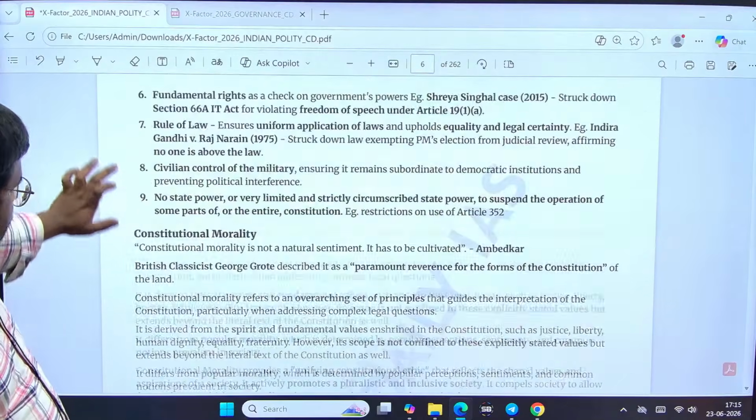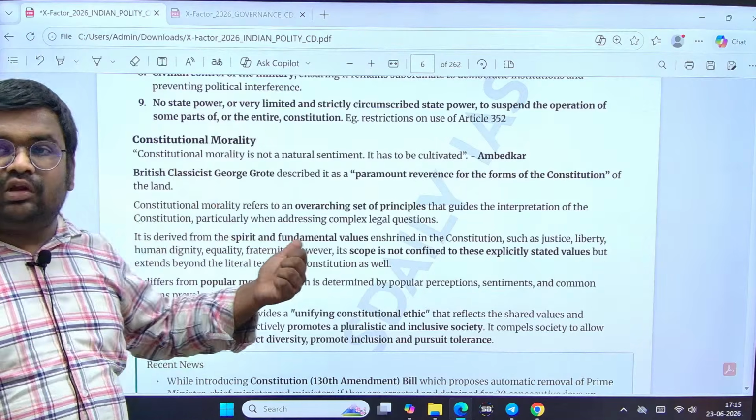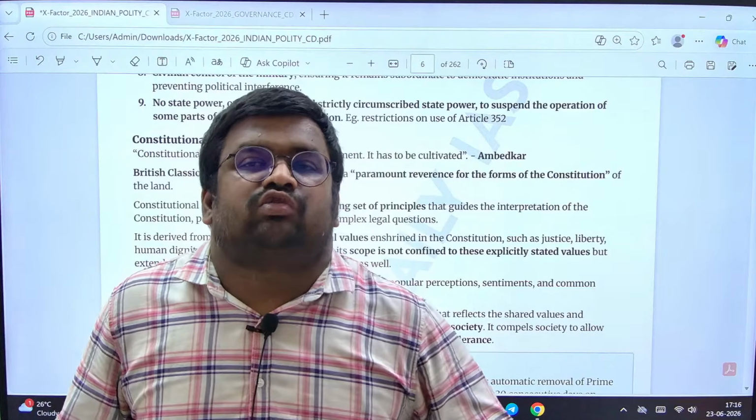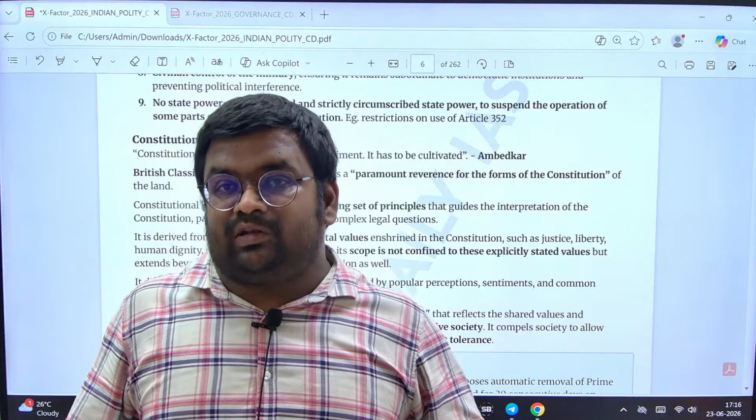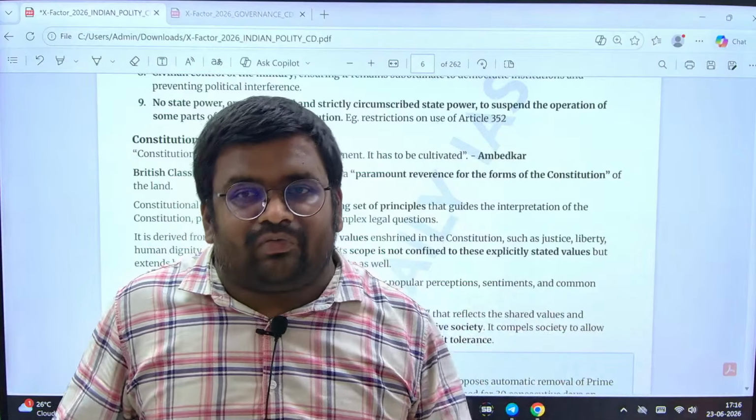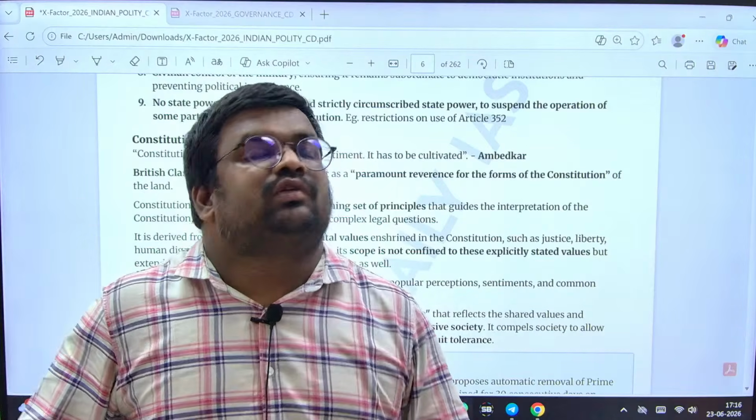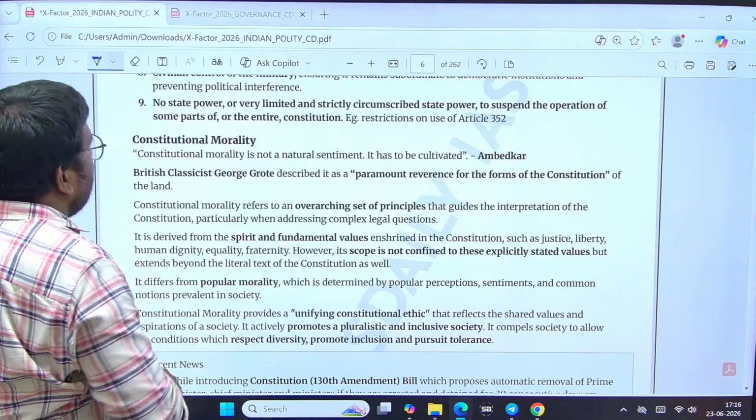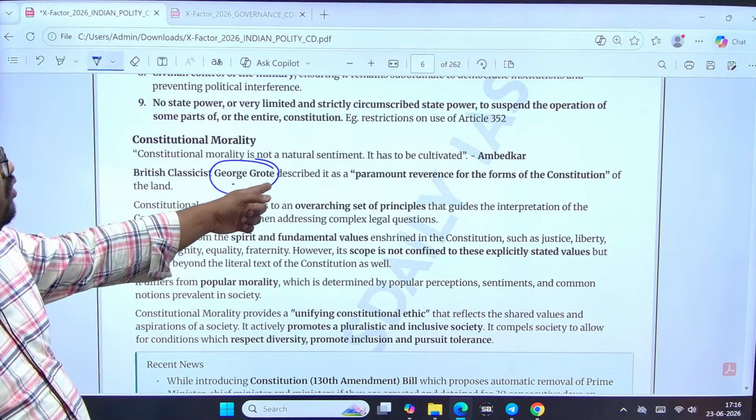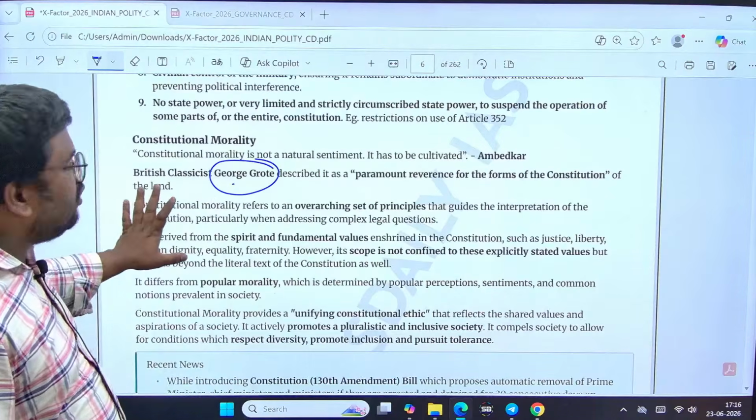Then this is your constitutional morality. ठीक है. So constitutional morality, अब normal students what they will write, they will simply give you the definition that constitutional morality is the adherence to the core principles of the constitution, right? But that is not going to cut it, because out of 190 people are going to write the same introduction, तो evaluator वैसे भी बोर हो जाएगा. So rather than that, what you will be writing, you will be giving the precise definition using the scholar. As per British classicist George Grote, constitutional morality is paramount reverence for the forms of constitution of the land.